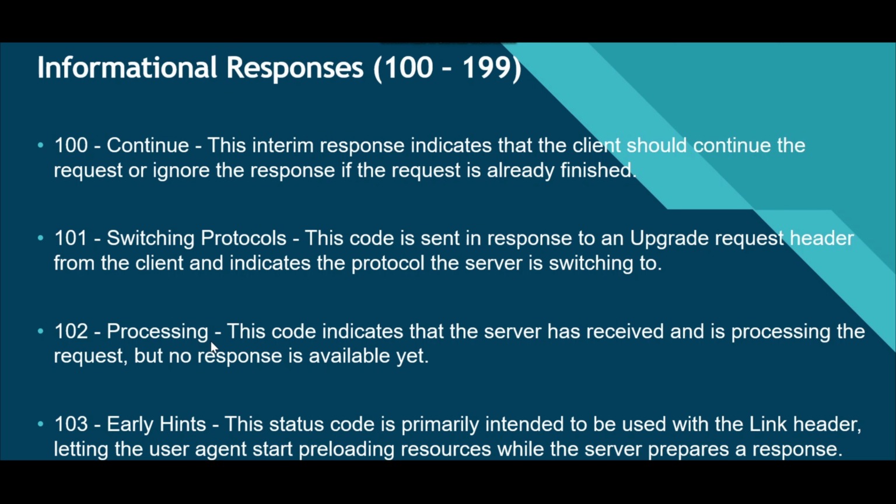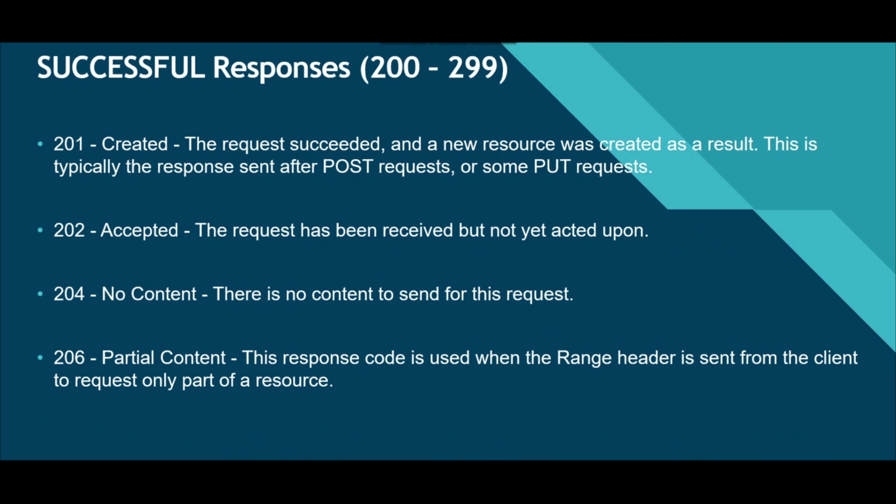102 response code is processing. This code indicates that the server has received and is processing the request, but no response is available yet. And 103 early hint. This status is primarily intended to be used with the link header, letting the user agent start preloading resources while the server prepares a response. There are a few more response codes, but I want to emphasize the important ones that we use, that is our successful response codes. Successful response codes range from 200 to 299.